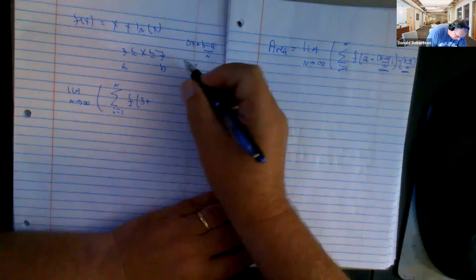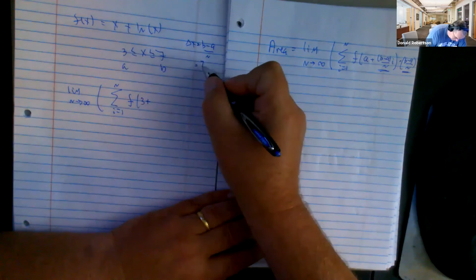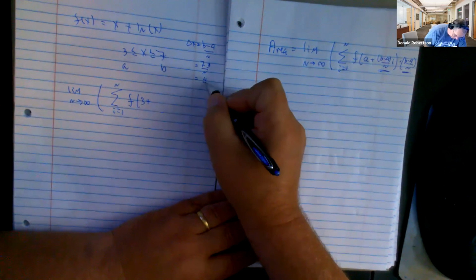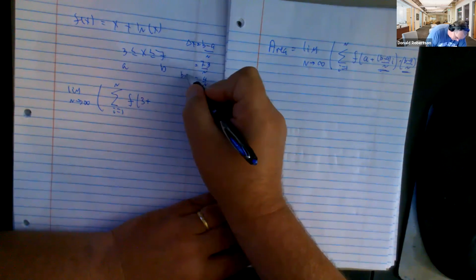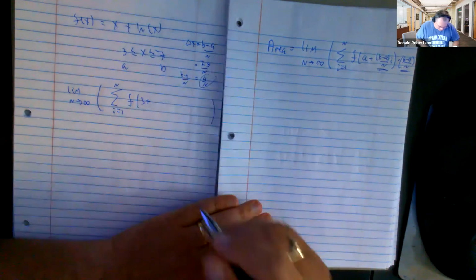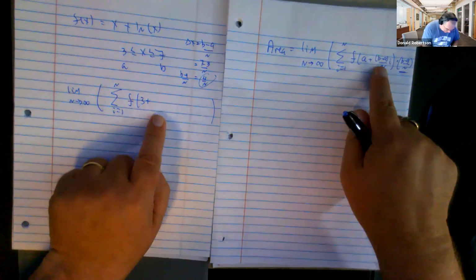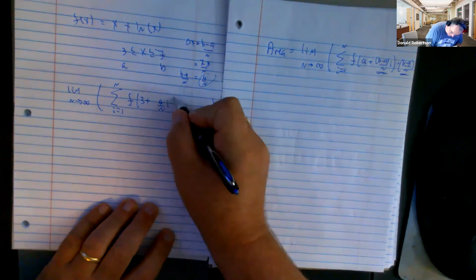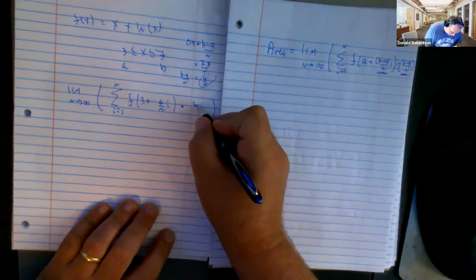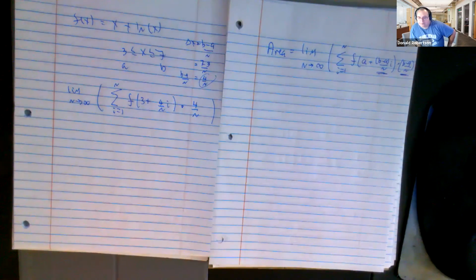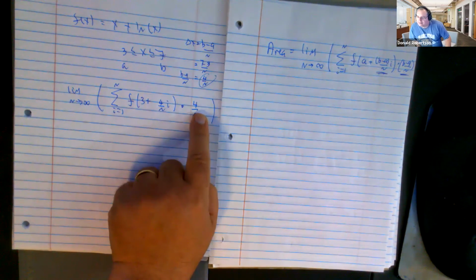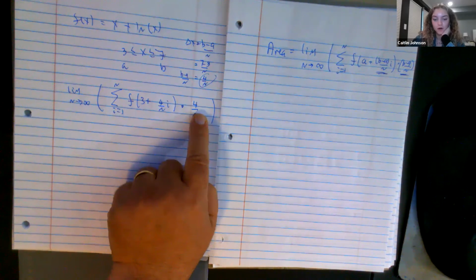In this case, won't that be 7 take away 3 over n? Won't that be 4 over n? So if you want to know what that fella is, he's 4 over n. So 3 plus 4 over n i, times 4 over n. So far, so good. There's the a, that's the b minus a bit, that's the b minus a bit again. We're doing number 14 on the homework, right?